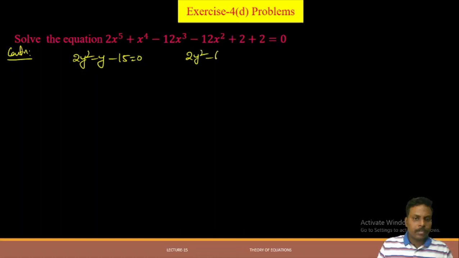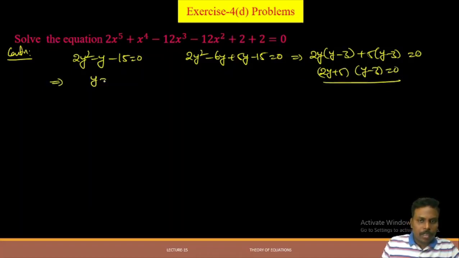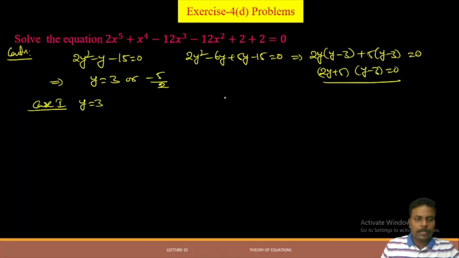It is 2y square minus y minus 15 is equal to 0. So this is 2y square minus 6y plus 5y minus 15 is equal to 0. So 2y, if I take common, this becomes y minus 3 plus 5 into y minus 3 is equal to 0. So this is 2y plus 5 into y minus 3 is equal to 0. So this implies y is equal to 3 or y is equal to minus 5 by 2. Case 1, y is equal to 3, let us take. And this is my case 2, y is equal to minus 5 by 2.